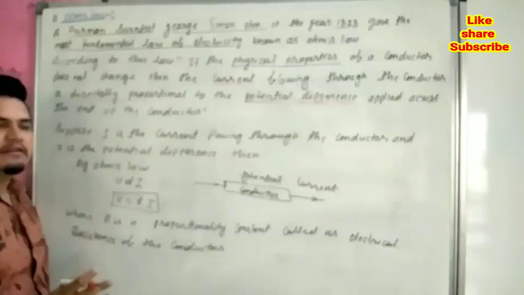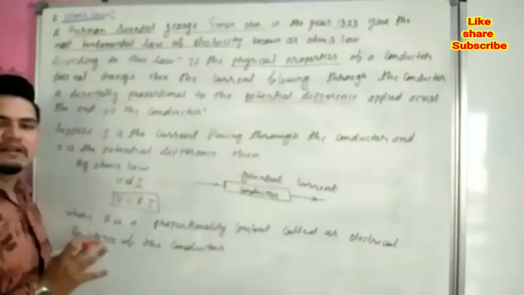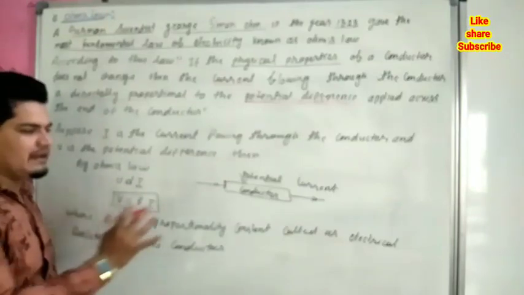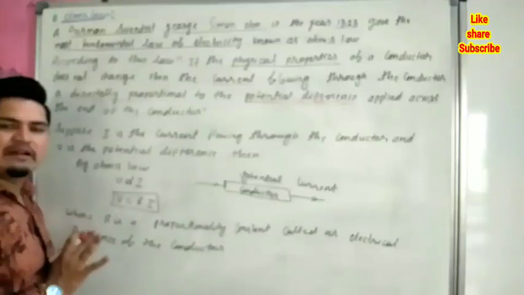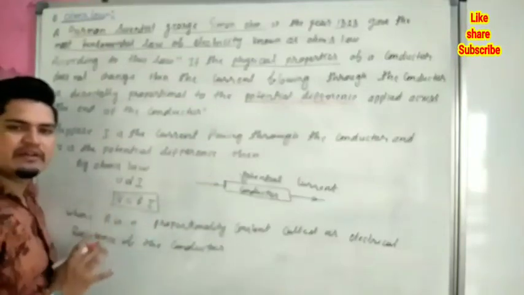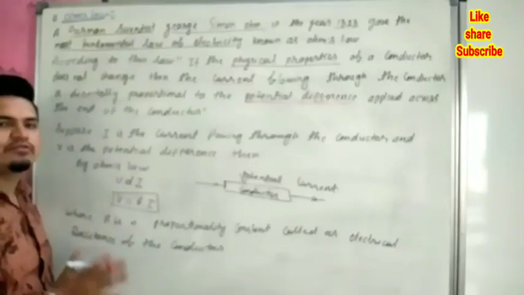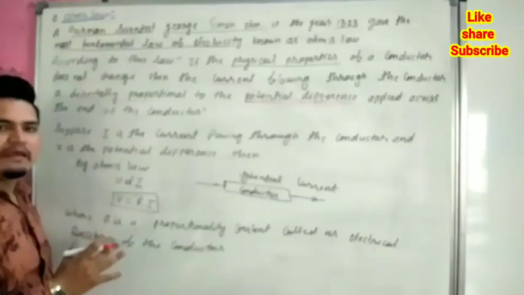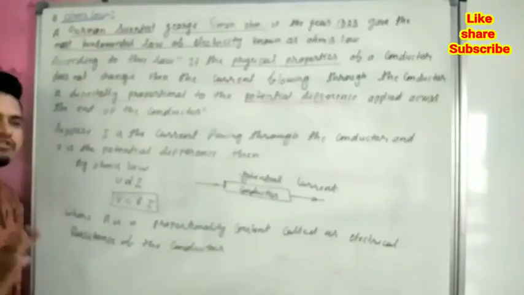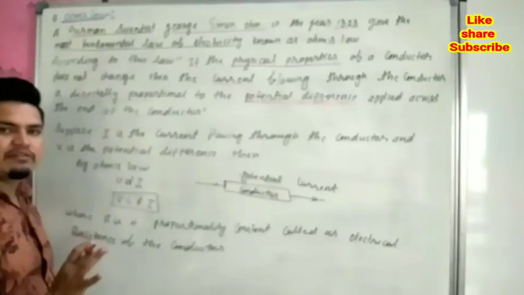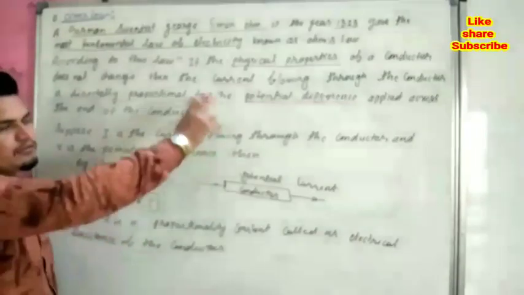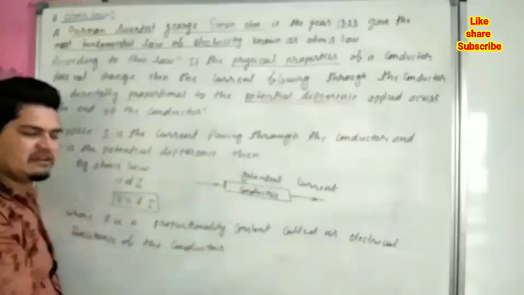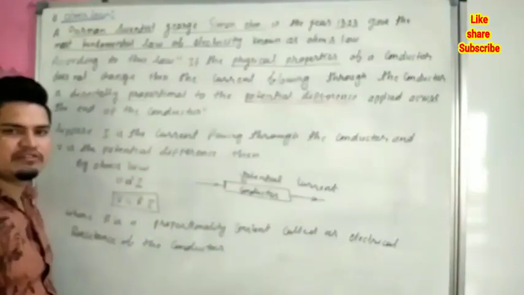Ohm's law applies only to those conductors whose physical properties do not change. Physical property means the length of the conductor does not change, the area does not change, the shape and size do not change, and the temperature also should not change. Then Ohm's law is applicable. So according to Ohm's law, if the physical condition of the conductor does not change, the current flowing through the conductor is directly proportional to the potential difference.